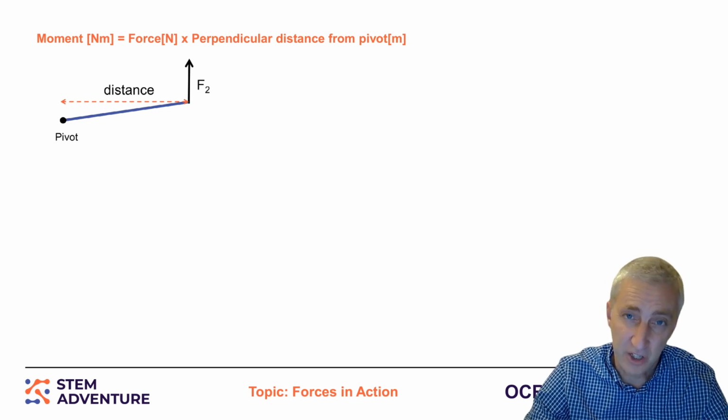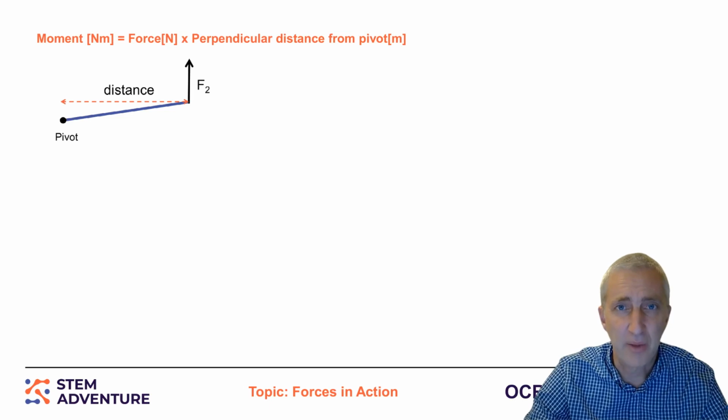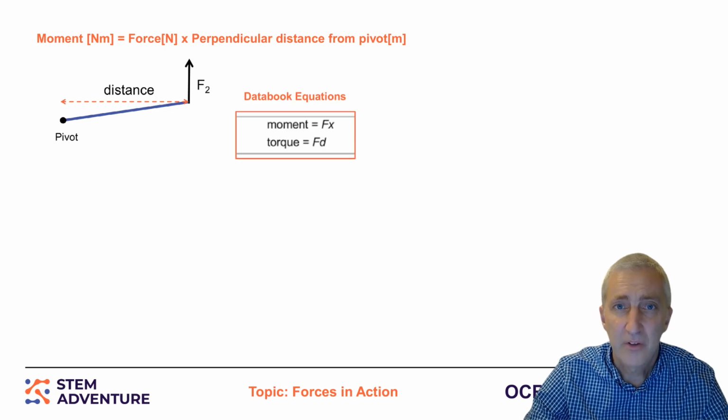Forces can be turned into turning forces by having them act about a pivot. This moment of a force is defined as the force multiplied by the perpendicular distance between the line of action of the force and the pivot. This equation and the equation for torque are in the data book.